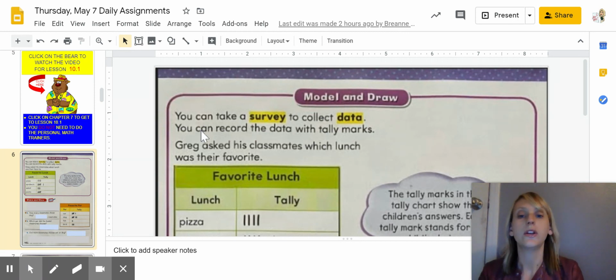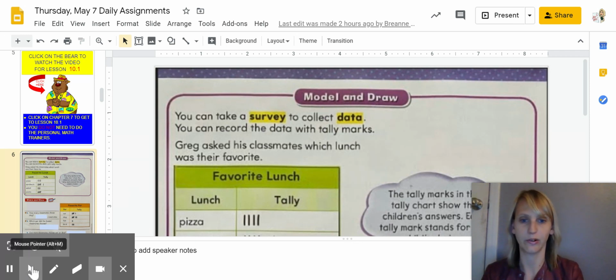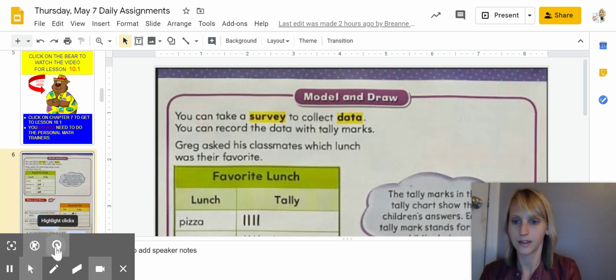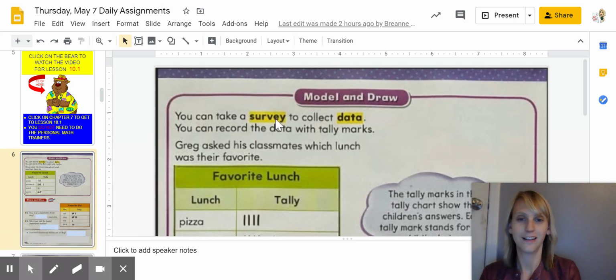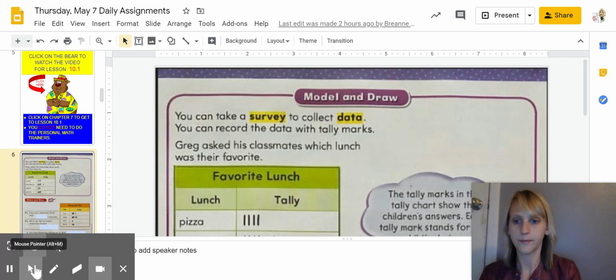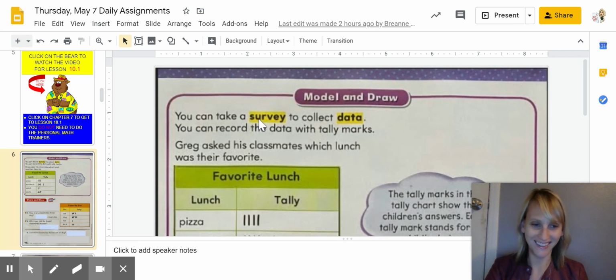It says, you can take a survey to collect data. You can record the data with tally marks. So really quick, let's go over the vocabulary in here. We have two words in yellow. Let's look at the word survey. Survey is basically questions that you're asked.